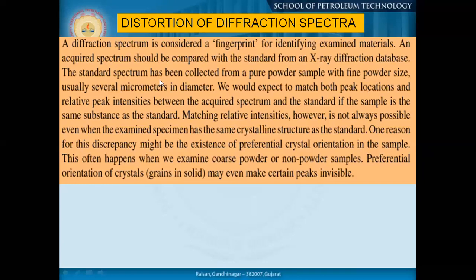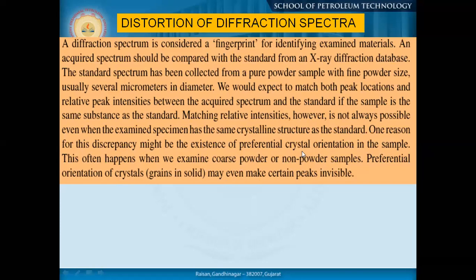The standard spectrum has been collected from a pure powder sample with a fine powder size, usually several micrometers in diameter. So you would expect to match both peak locations and relative peak intensities between the acquired spectrum and the standard, if the sample is the same substance as the standard. Matching relative intensities, however, is not always possible even when the examined specimen has the same crystalline structure as the standard. One reason for this discrepancy might be the existence of preferential crystal orientation in the samples. This often happens when we examine coarse powder or non-powder samples. Preferential orientation of crystals may even make certain peaks invisible.